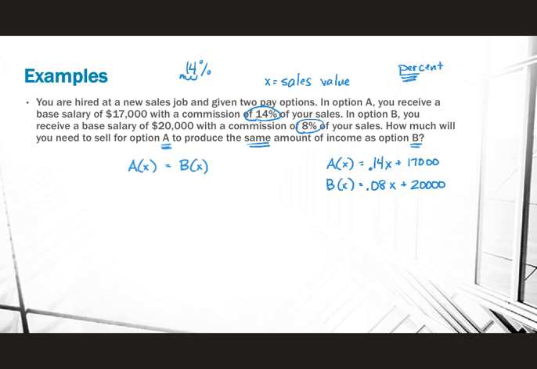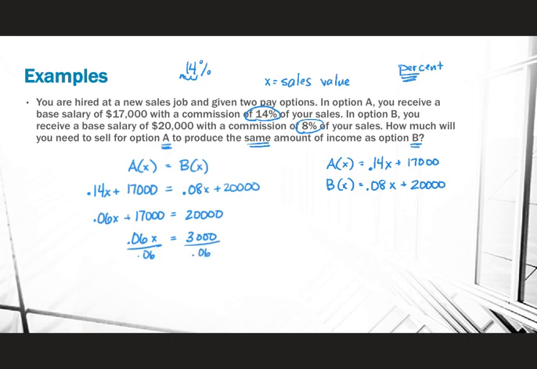Okay, so now that I have them, I can look at where A equals B. So I'm going to take A of x and plug it in over here. So 0.14x plus 17,000 equals 0.08x plus 20,000. I'm going to subtract 0.08x from each side. Then I'm going to subtract 17,000 from each side. And then divide by 0.06. So x is going to be 50,000.